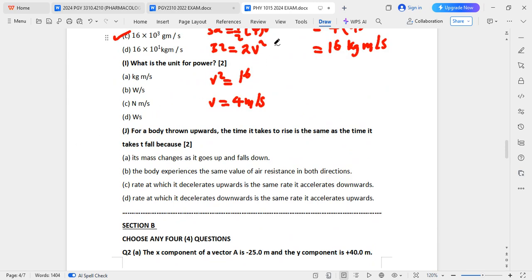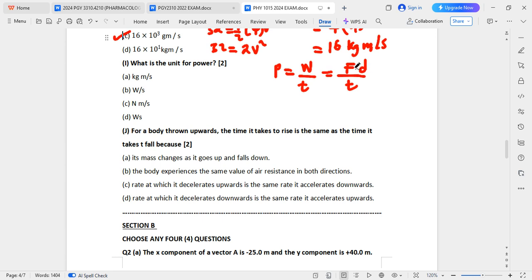What is the unit for power? Now, power is given by work over time. And work, we know there are different ways. Actually, work is force times distance, because we define power as the rate of doing work. That will be over time.